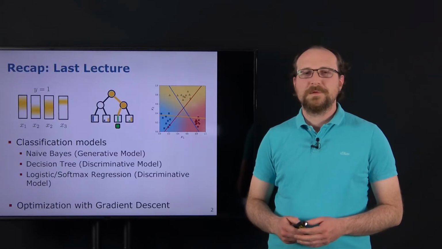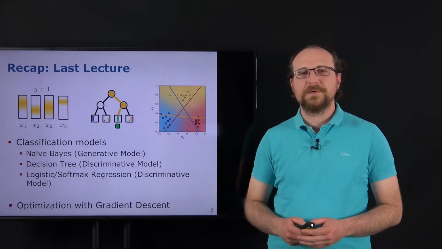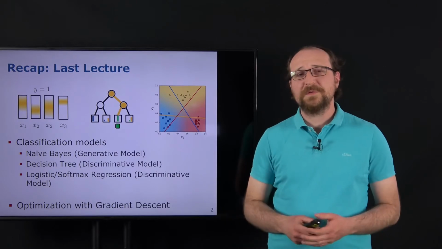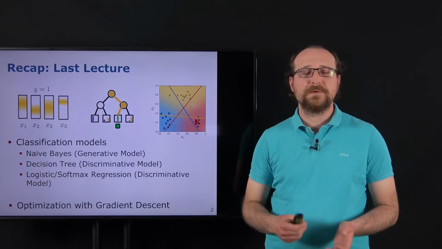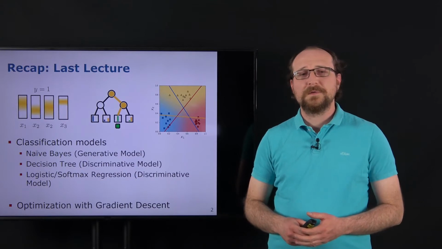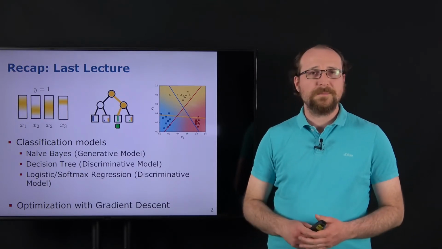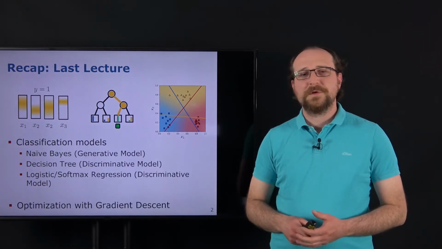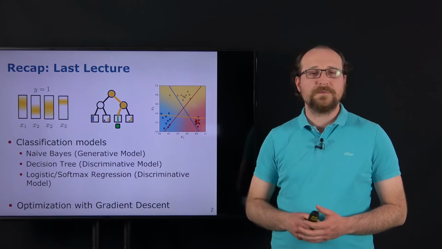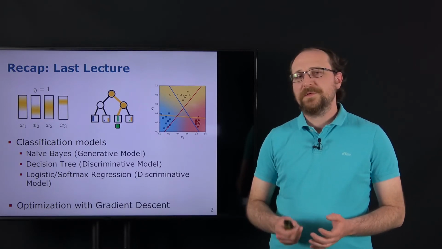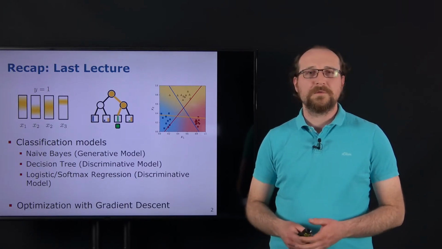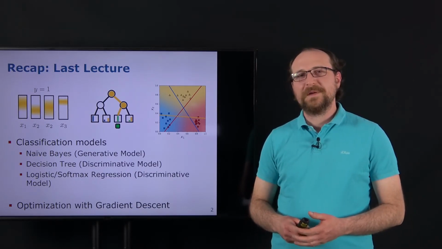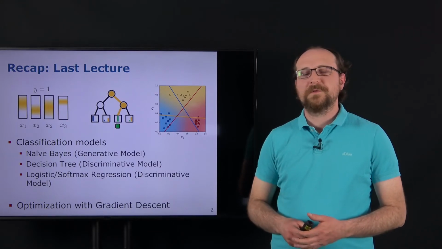But first let's look at what we did last time. In the last lecture we talked about classification models, and specifically about discriminative models, but also some generative models. So we talked about naive Bayes, which was an example of a generative model, but also about decision trees and logistic regression and softmax regression, which were discriminative models. And specifically, the decision trees will now play a role, so you will now figure out why we discussed this in the end. But we talked also a little bit about gradient descent.